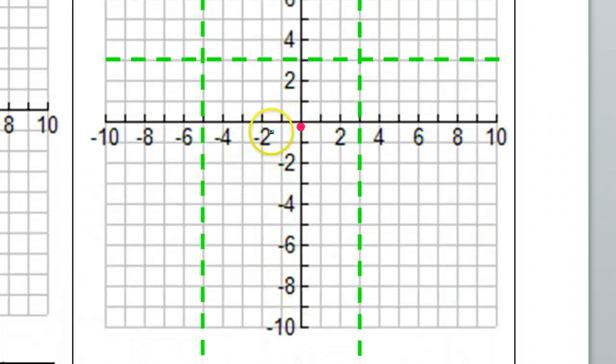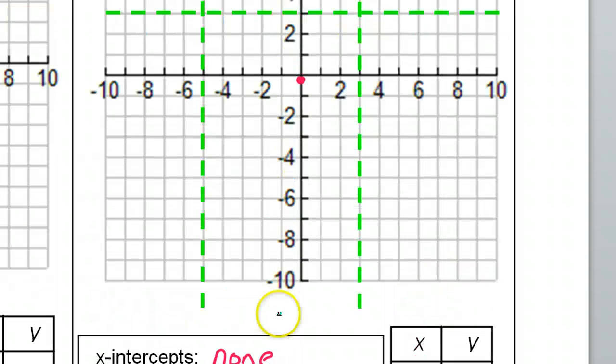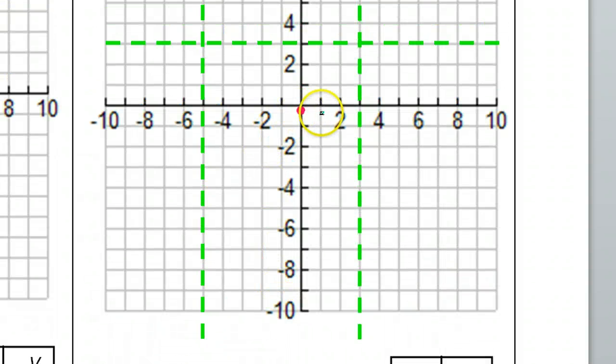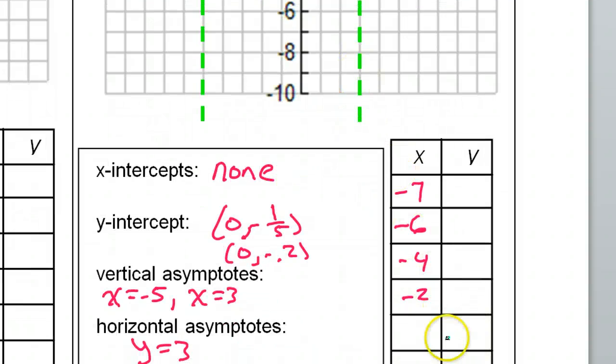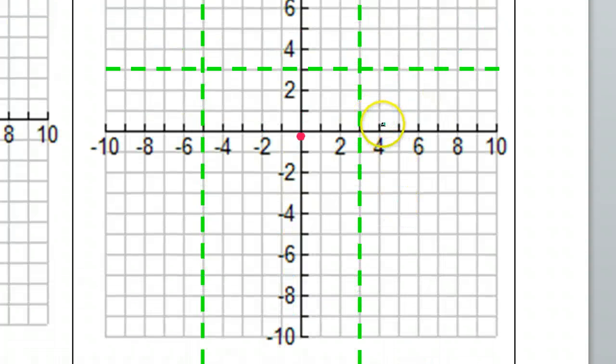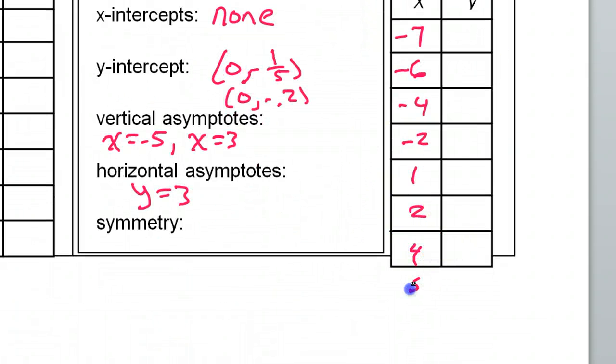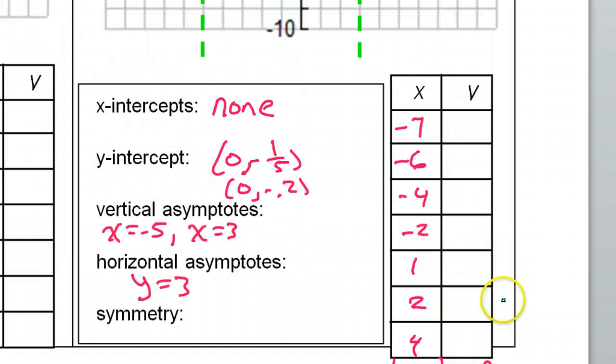Okay, in this area, how about if we do negative 2 and negative 4. Should be pretty good. So negative 4, negative 2. And then we've got this, and let's just do 1 and 2. See how that goes. Alright, now for this zone over here, let's just do 4 and 5. Okay, 4 and 5. Got to add one on. Alright, that's a lot of points.